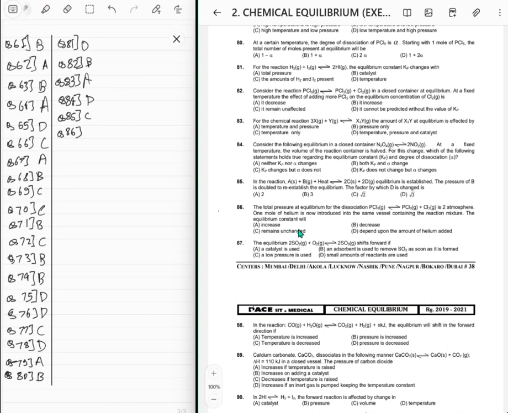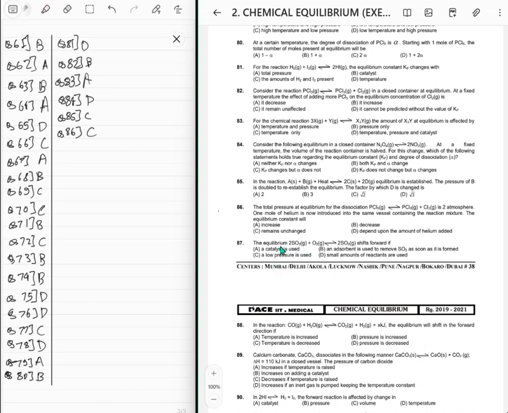Same vessel, right? Yeah, so it remains unchanged. If this was in a piston, at constant pressure, then it would change, because then helium would take up some pressure, and the remaining pressure would be produced by the other gases combined. That would mean that the actual pressure on this system, and by system I just mean PCl5, PCl3, and Cl2 molecules combined, actually decreases, and then it would shift to the right.